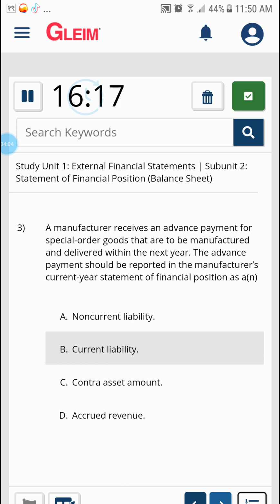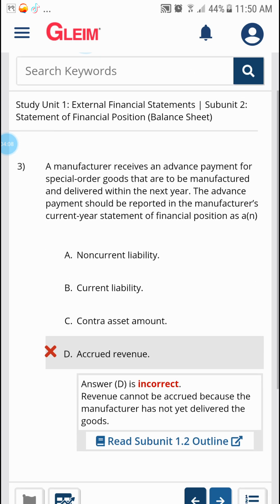So in my opinion, which one will be the correct answer? We will go by the option "unearned income". Here it is saying that the revenue cannot be acquired because the manufacturer has not yet delivered the goods. According to these situations, if you define the acquired revenue, this revenue cannot be acquired because the manufacturer has not yet delivered the goods.